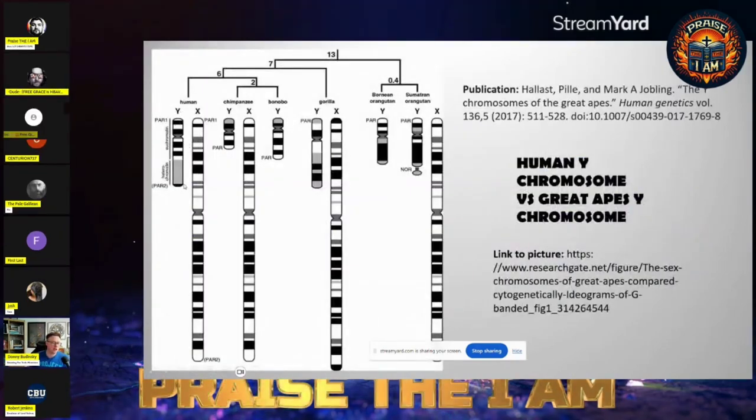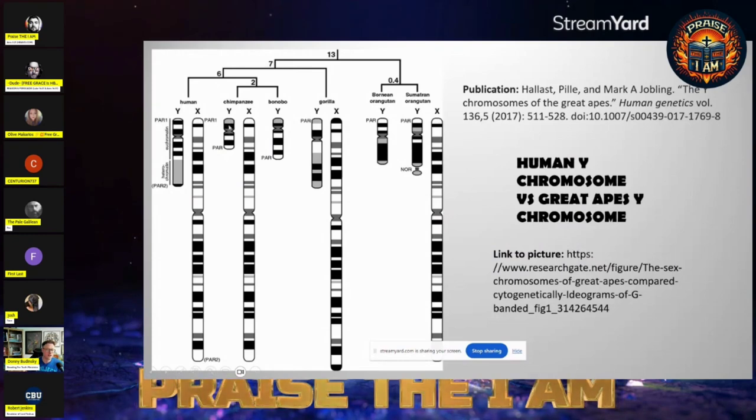So here's the human Y chromosome. Here's the chimpanzee Y. Let's stick with the chimpanzee since chimpanzees are the supposed closest cousin. Bonobos, actually. No, chimpanzees, they would say, are our closest cousin. But they would argue that chimpanzees and bonobos are related and go back to their own common ancestor. Chimpanzees, bonobos, right in here. So no, they would argue that chimpanzees are the closest cousin.